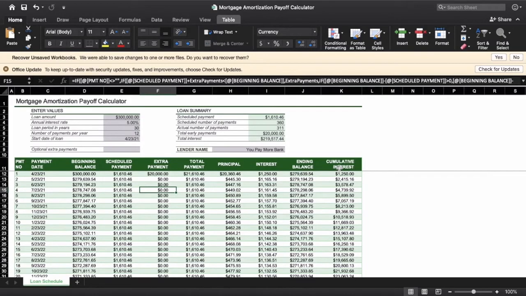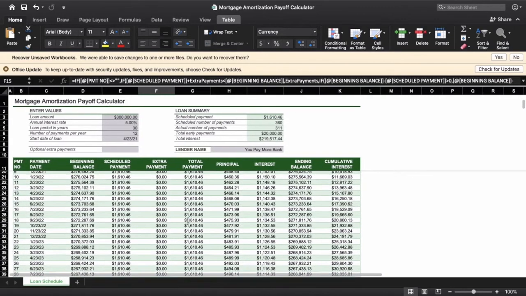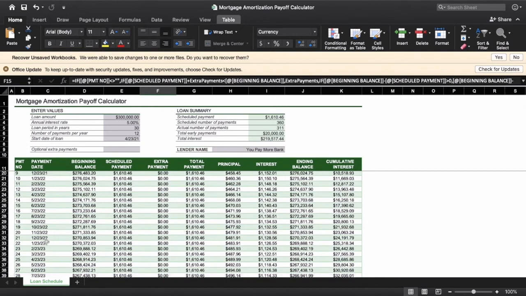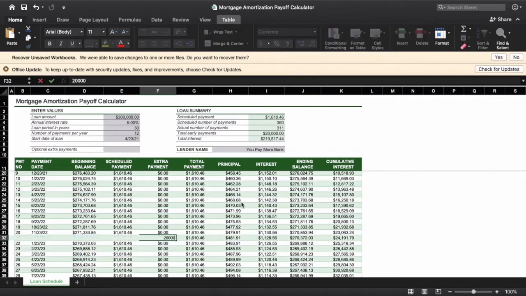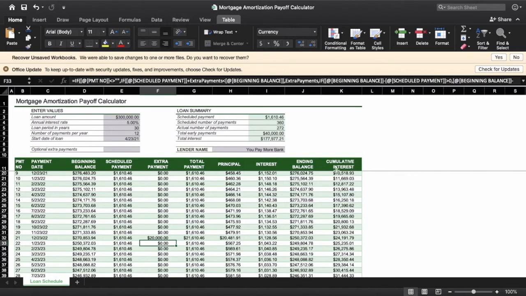So let's do another example. Let's go down to month 21. There we go. So let's say that in month 21, after 20 months, they're able to fill up their home equity line of credit again, and they're going to be wanting to make another chunk payment. So we see the total interest is 219, right? So let's put 20,000 in there, and it goes down to 177. So that's about what, $43,000 saved in interest.